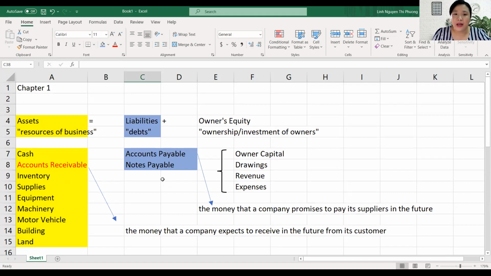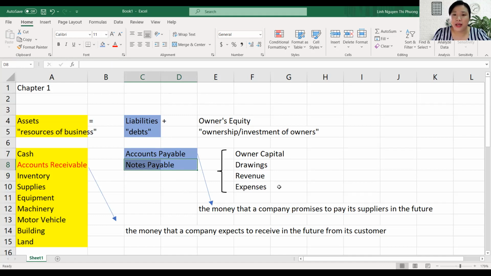All right. Okay, so again, assets are the main resources of business: we have cash, account receivable, inventory, supply, equipment, machine, motor vehicle, building, land. Liability includes accounts payable and note payable. They are both debts of the company. But note payable is the debt that needs to be paid back with interest.